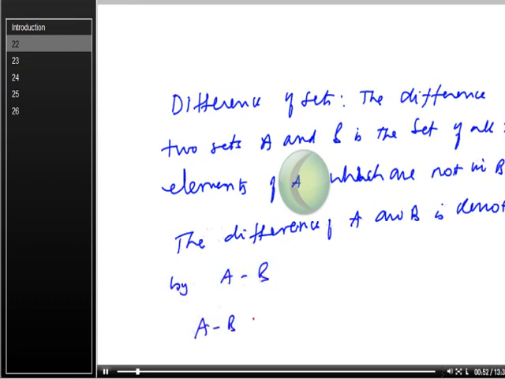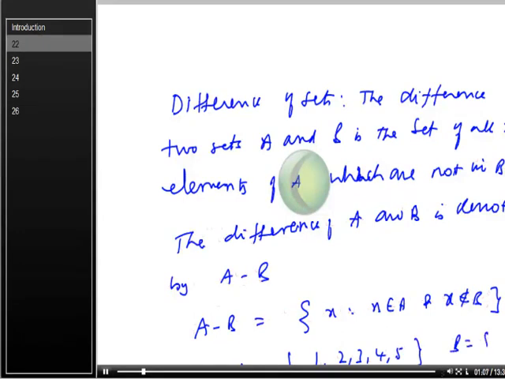In set notation, it is the set of all x such that x belongs to A and x does not belong to B. So if I say A is 1, 2, 3, 4, 5 and B is 3, 5, 6, then A minus B will be 1, 2, 4, the set of all elements in A but not in B.